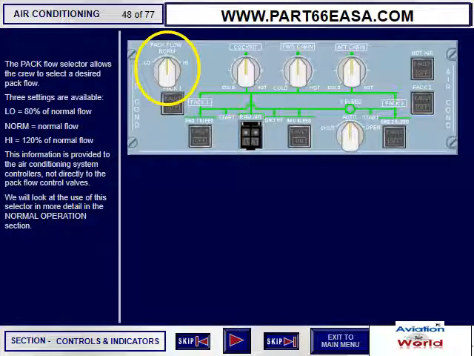The pack flow selector allows the crew to select a desired pack flow. Three settings are available. Low equals 80% of normal flow, norm equals normal flow, and high equals 120% of normal flow. This information is provided to the air conditioning system controllers, not directly to the pack flow control valves. We will look at the use of this selector in more detail in the normal operations section.